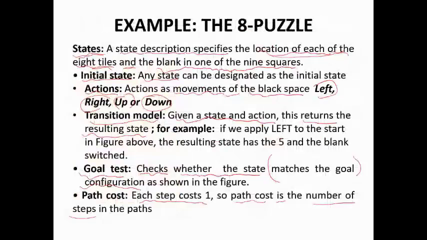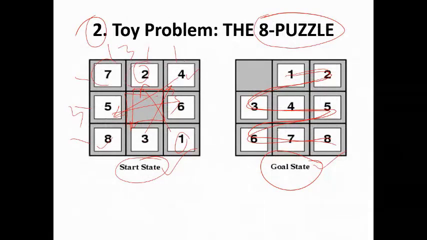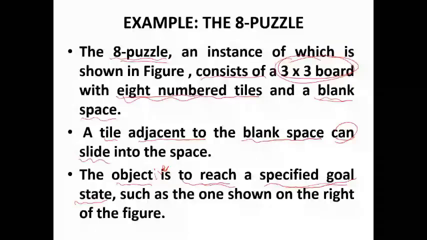So these are different states. This is one state, and if we move something into the blank space, then the state will change. Every time by sliding, we change the state of this toy. The state description specifies the location of each of the 8 tiles, and the blank is in one of the 9 squares. So altogether, these are the states.